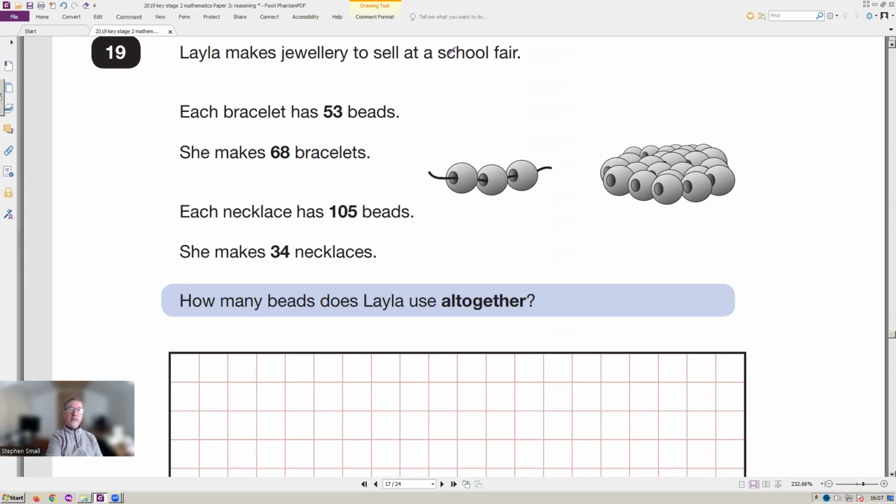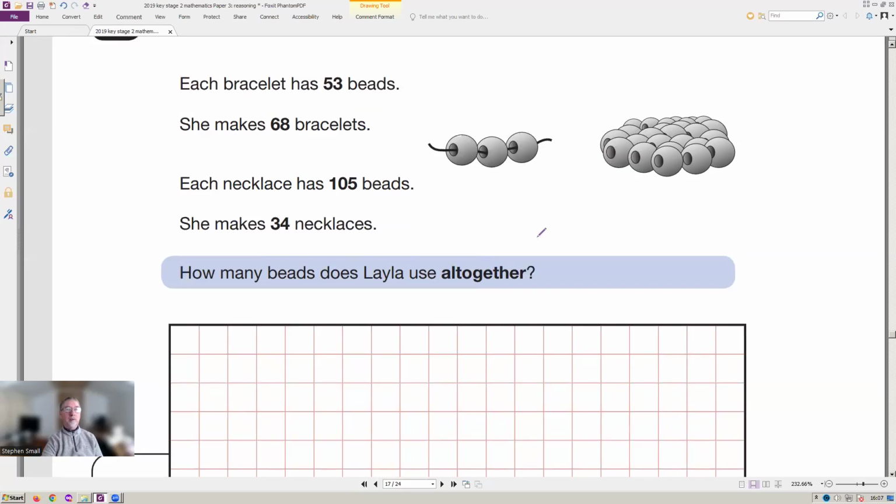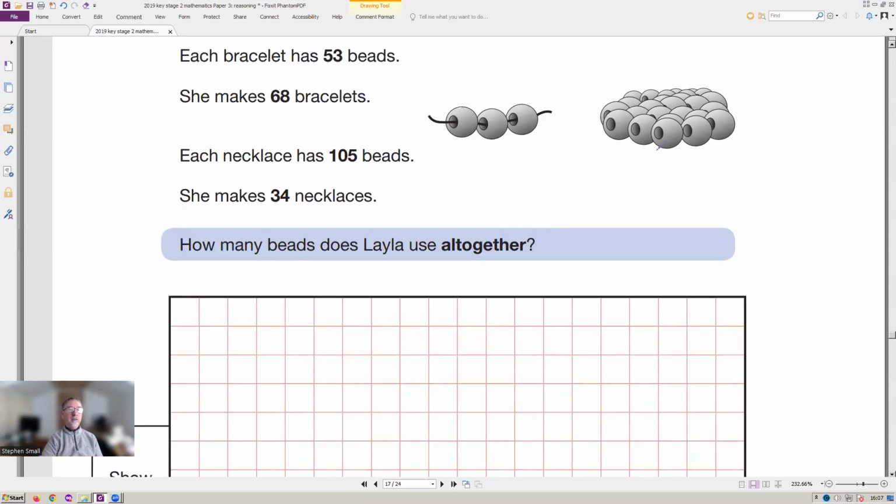Layla makes jewelry to sell at a school fair. Each bracelet has 53 beads. She makes 68 bracelets. Each necklace has 105 beads. She makes 34 necklaces. How many beads does Layla use altogether? Well, this is a multiplication problem. So let me just put that near the top. And we're going to go 53 times 68. Yes, we do it that way round.